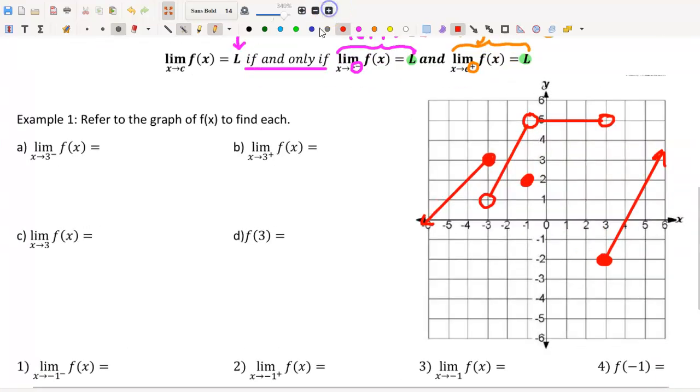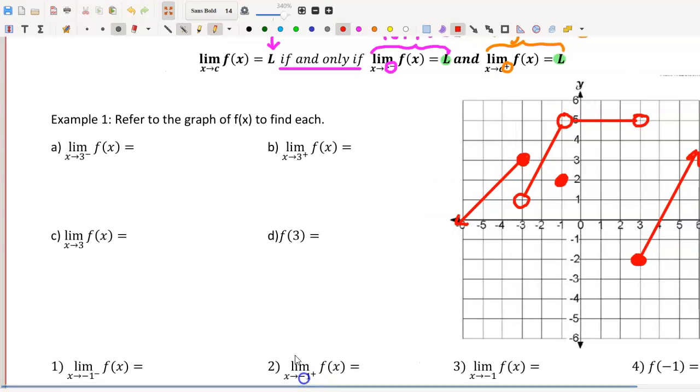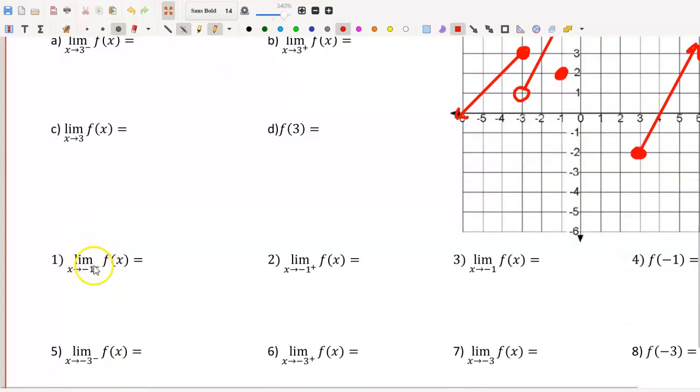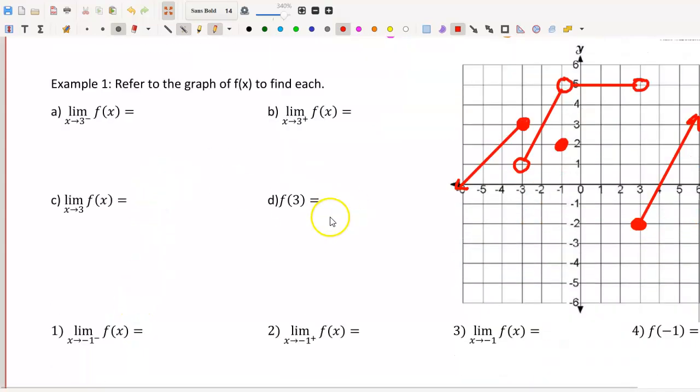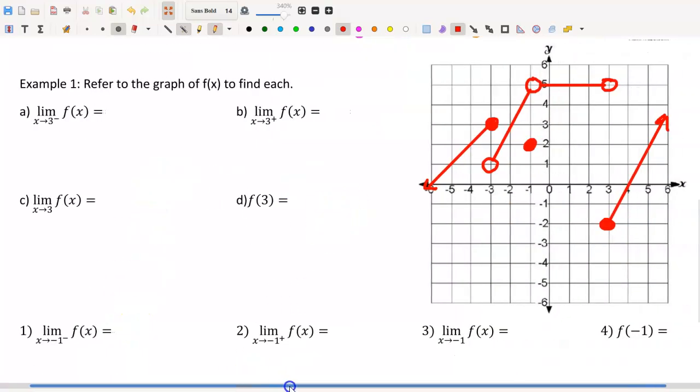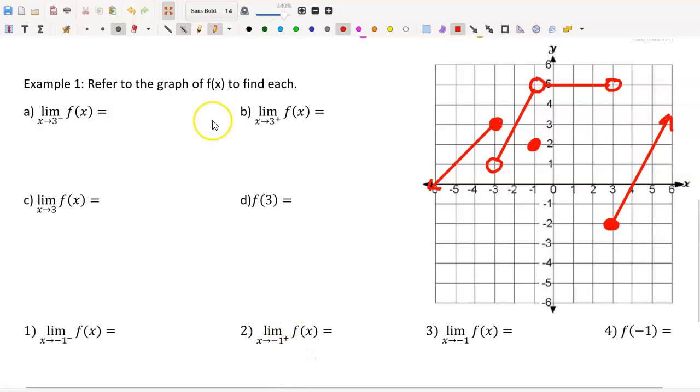Okay, so let's answer these questions, and these are in groups of 4. So 4 questions for each number. You notice the first A, B, C, D are all about 3, and then 1 through 4 is all about -1, and 5 through 8 are all about -3. So even though there's a lot of questions here, they're all centered on only 3 points. So let's look at them and read this properly.